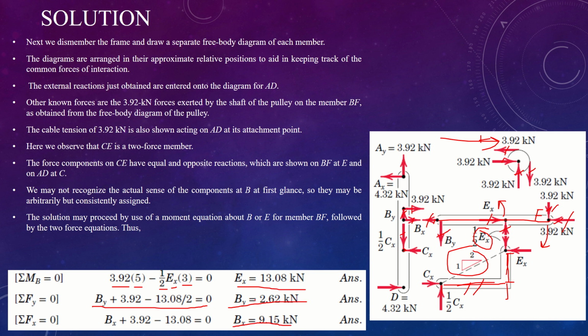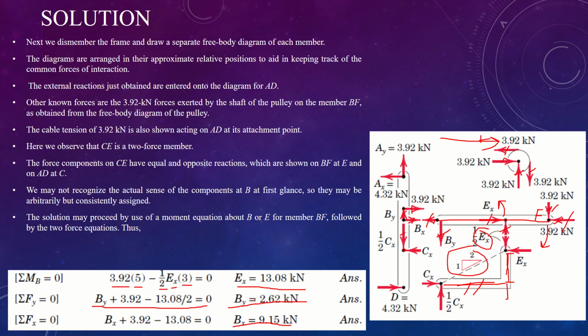Now we can use this and introduce these values over the element, over the member AD. Now if you look at the AD, we have the information of point A. We have the information of the point where the cable is connected to the rod AD. We have the value of B coming from the element BF, and we have the value of reaction at joint D coming from the wall reaction. The only unknown is the point C along Cx and Cy.